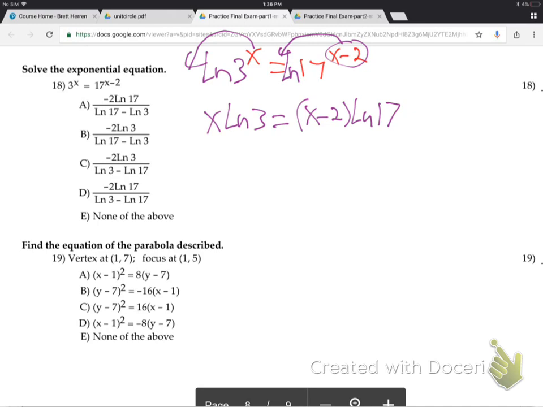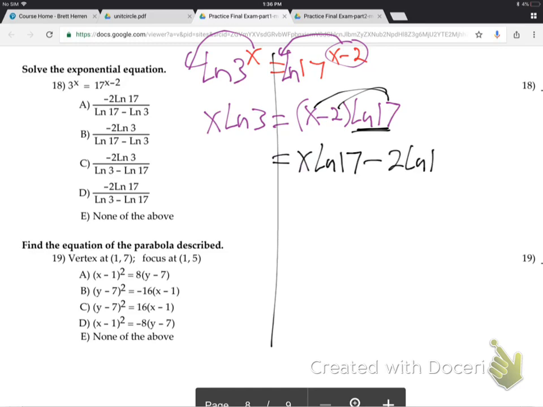It's a little tricky. This comes up in calculus a lot, so let's go through it. Remember, ln 17 is just a number, so it's got to distribute. So we get x ln 17 minus 2 ln 17. Okay, what should we do now? Good, x is on the same side. Yeah, this will come up a lot in calculus. For sure there's going to be one of these in the final. Let me write that somewhere.